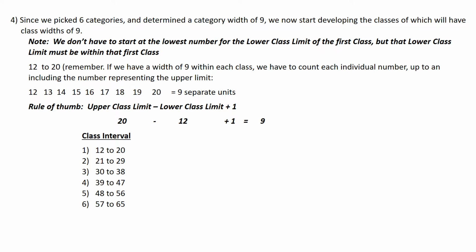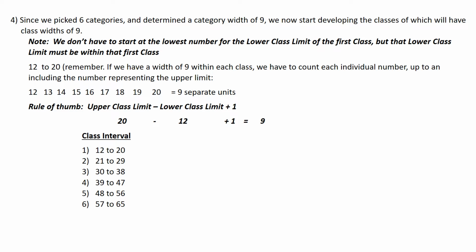Now, I want you to notice something here. 12 to 20 sounds like 8, but when we're counting the number of individual units, it's actually 9. And that is our category width. Why? 12, 13, 14, 15, 16, 17, 18, 19, 20. While 20 minus 12 is 8, we actually have 9 individual ages here. So it's 9 separate units. The rule of thumb is this: subtract the lowest from the highest, add 1. 20 minus 12 is 8, plus 1 equals 9.